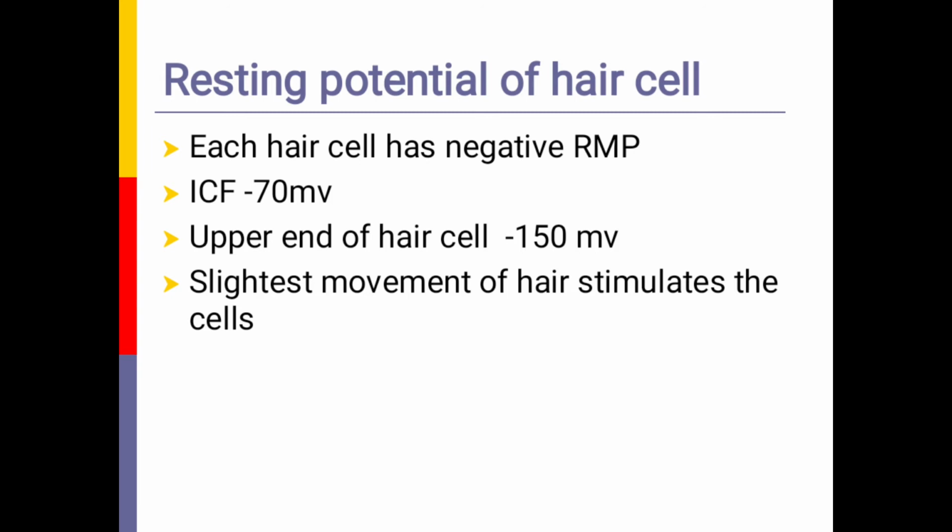Each hair cell has a negative resting membrane potential. So the intracellular fluid is at a potential of about minus 70 millivolts with respect to the perilymph of the scala tympani. At the upper end of the hair cell, the potential difference between the intracellular fluid and the endolymph is minus 150 millivolts. So, the larger negative potential and a very small potassium concentration difference make the hair cells very sensitive, and even the slightest movement can stimulate the hair cells.